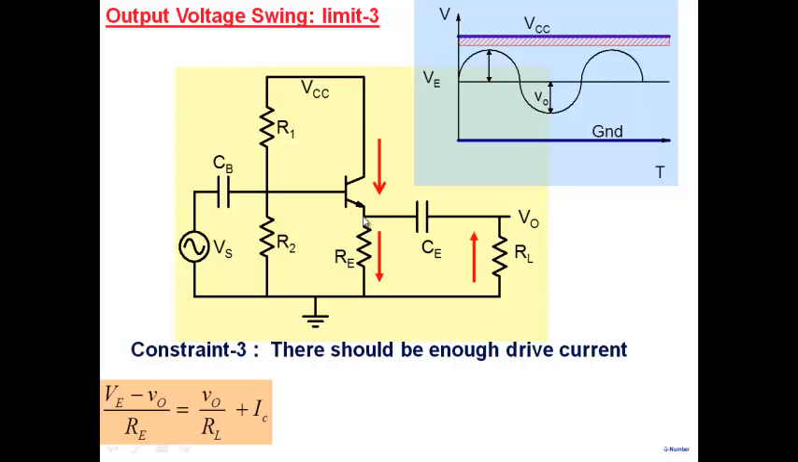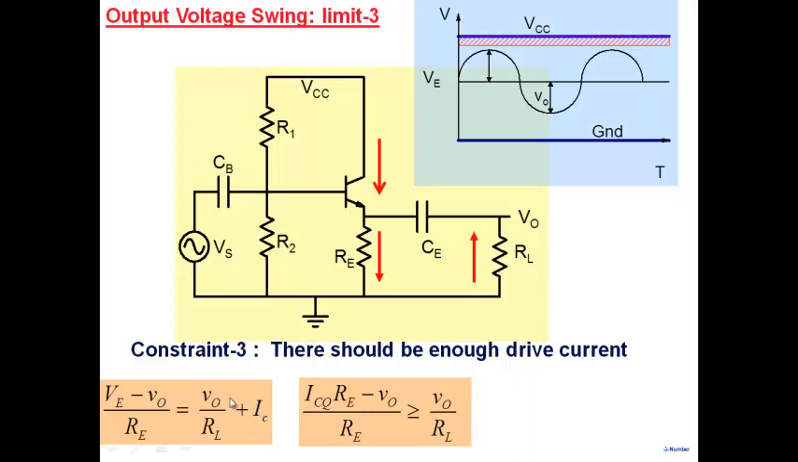This current becomes VE minus V0 by RE, because we are going in the negative direction here. The other current is equal to V0 by RL, plus IC here. Now I can write this down as VE, which I've written as ICQ RE, minus V0 by RE must be greater than or equal to V0 by RL. What is the best that you can do about collector current?